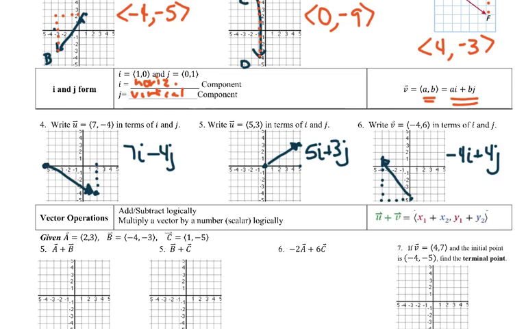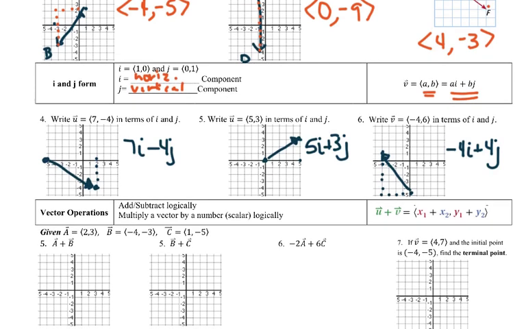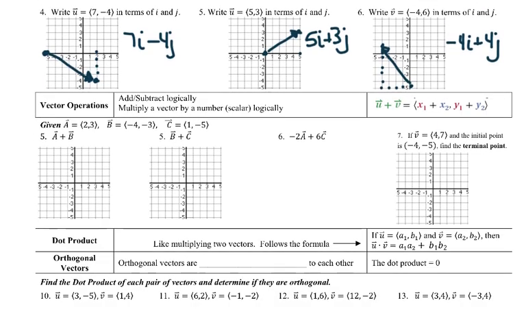Now we're going to add and subtract vectors. It's going to be very logical. You're going to add the horizontal changes and add the vertical changes, but there's also a graphical component to it. So basically, if I'm going to add vector A plus vector B, I could just add them and get negative 2, 0, which is the answer, but I want to show you graphically how that looks.